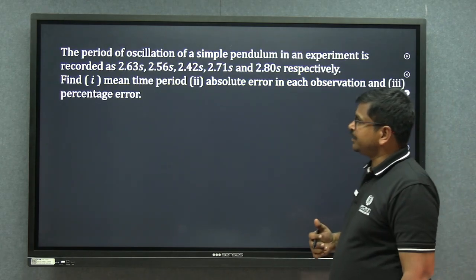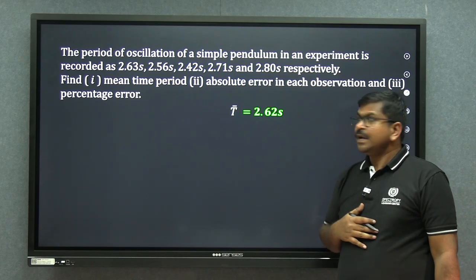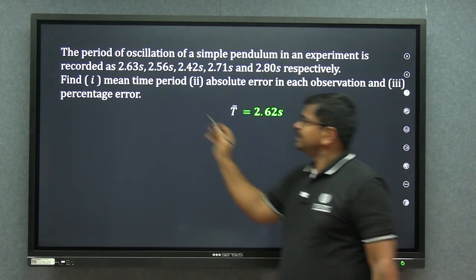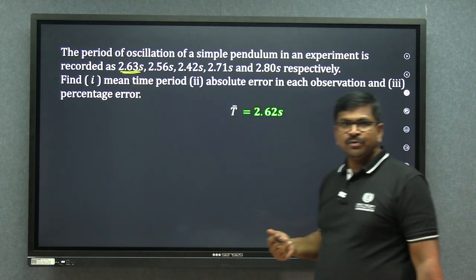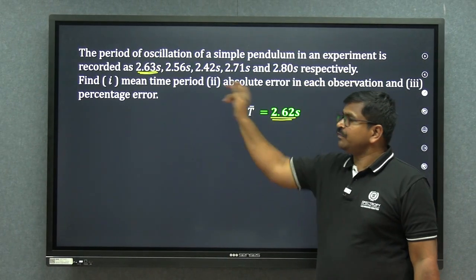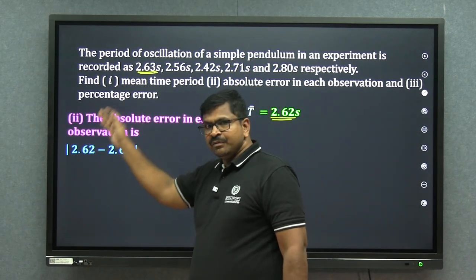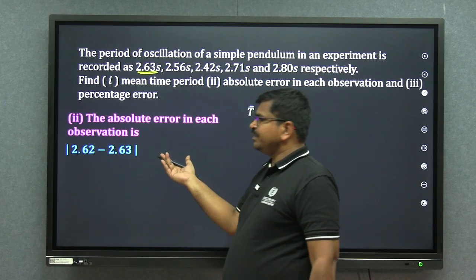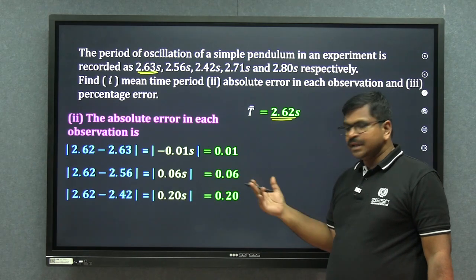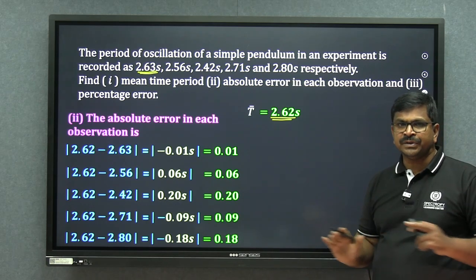And let us continue with the rest of the question. Just now we got true value or mean time period as 2.62 seconds. And what is the next? Absolute error in each observation. What is the first observation here? 2.63 measured value. What is true value? It is not given, so average time period must be taken as a true value, and the difference between them, 2.63 minus 2.62, the deviation is only 0.01. And even in the second case, third case, fourth case, fifth case, all are absolute errors, so all must be taken only positive.